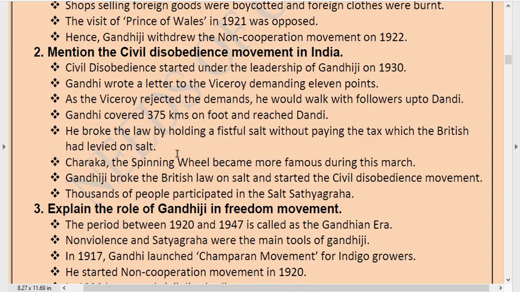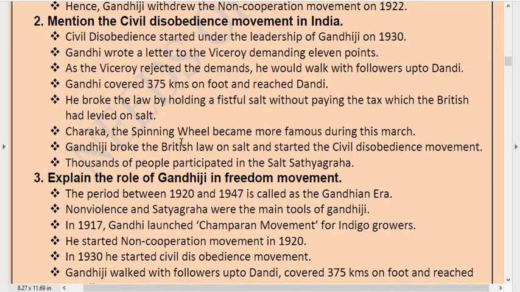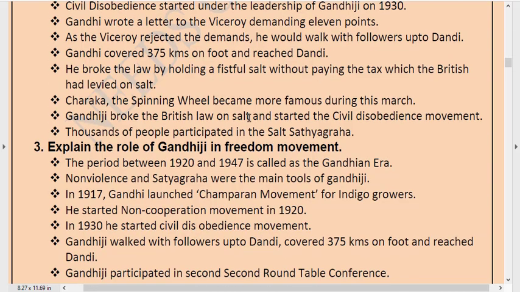He broke the law by holding a fistful of salt without paying the tax which the British had levied on salt. Charaka, the spinning wheel, became more famous during this march. Gandhiji broke the British law on salt and started the civil disobedience movement. Thousands of people participated in the salt satyagraha.